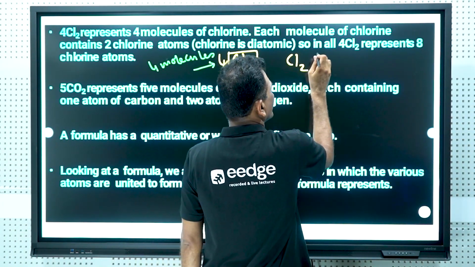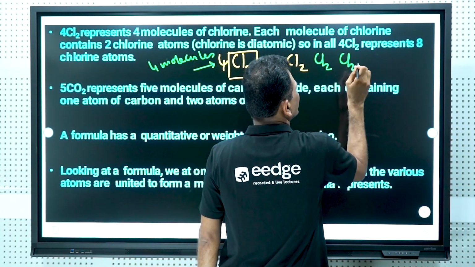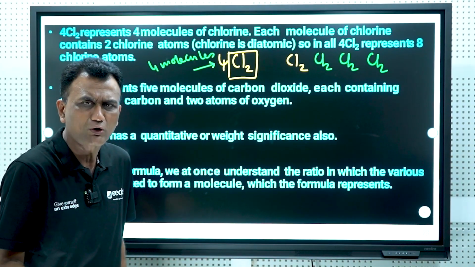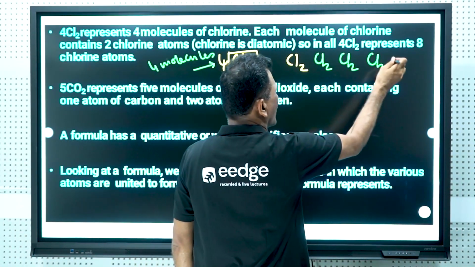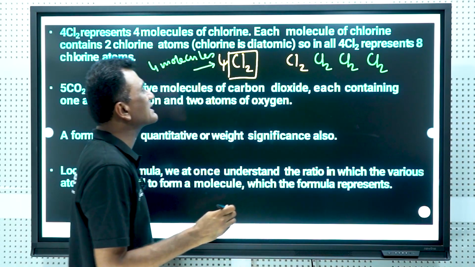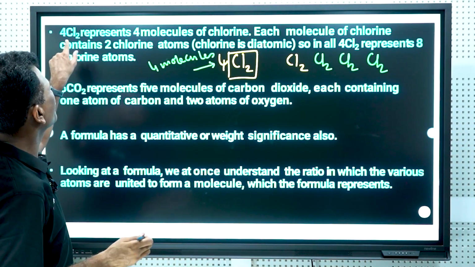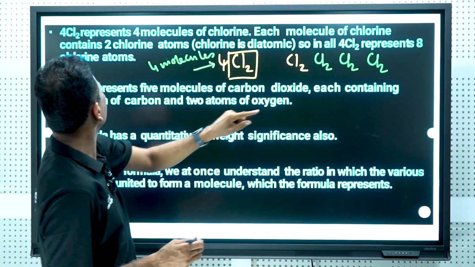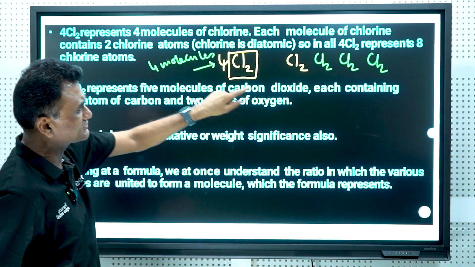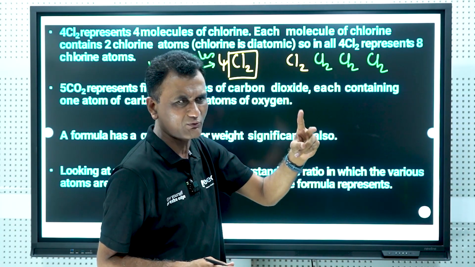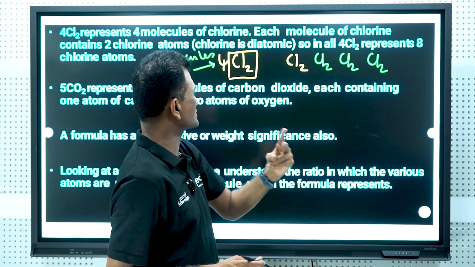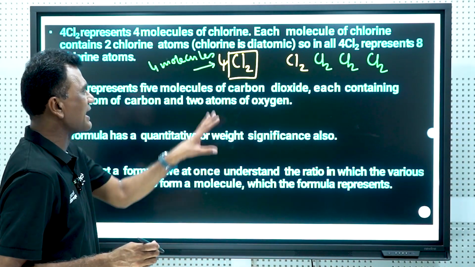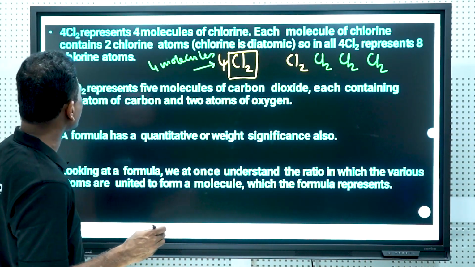So this is one molecule, this is another molecule, this is another molecule, this is another molecule. All molecules have the same formula, right? So when we write 4 molecules, in all it makes 8 atoms, right? So 4Cl2 represents 4 molecules of chlorine. Each molecule of chlorine contains 2 chlorine atoms, as chlorine is diatomic. We already have seen diatomic means 2 atoms. So in all, 4Cl2 represents 8 chlorine atoms. So you must be aware of these things.